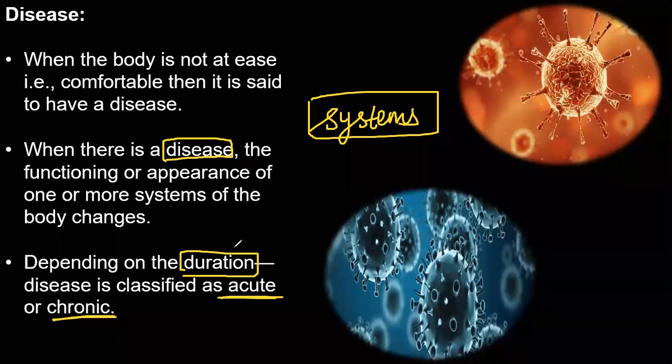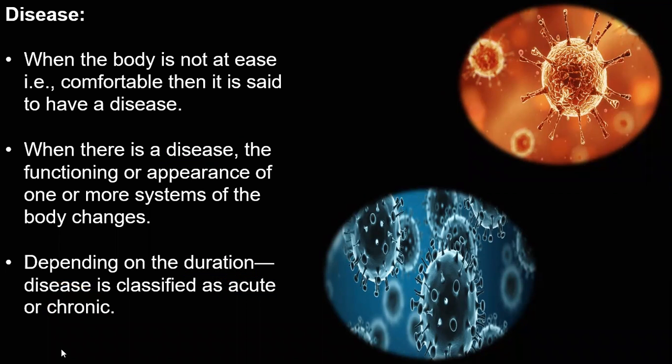Depending upon the duration, that is how long it lasts, if it lasts for 2 weeks, if it lasts for 3 weeks, it can be classified as two types, that is acute diseases and chronic diseases. We'll move in detail with these two kinds of diseases.